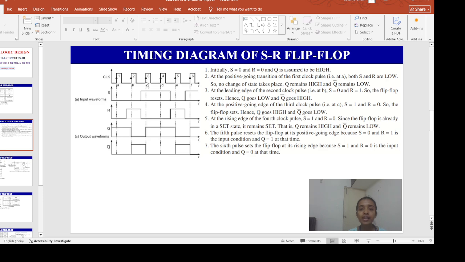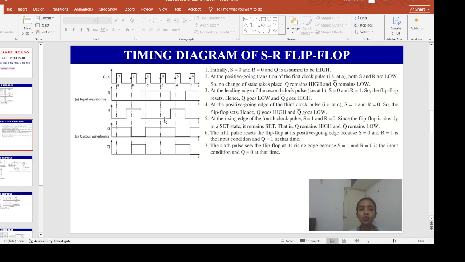At the positive-going edge of the third clock pulse, at point C, S is 1 and R is 0. So the flip-flop will follow the state of S and will set. Q goes high and Q bar goes low. At the rising edge of the fourth clock pulse, at point D, S is 1 and R is 0. Since the flip-flop is already in the set state, it will remain in the set state.